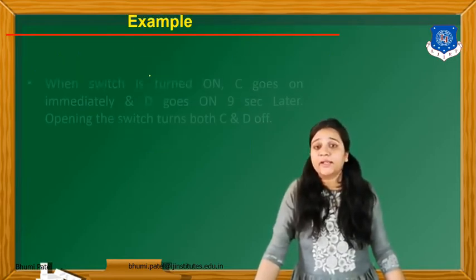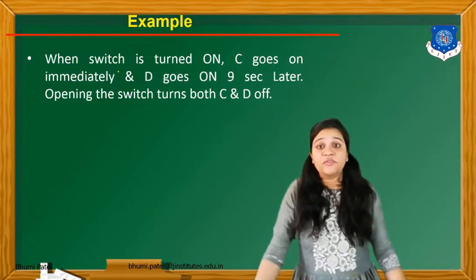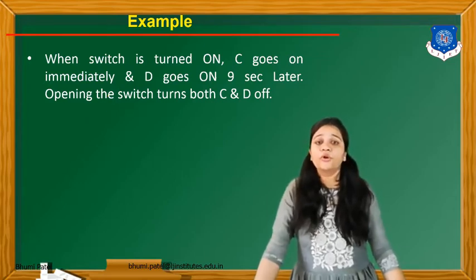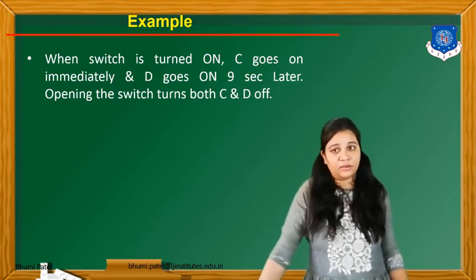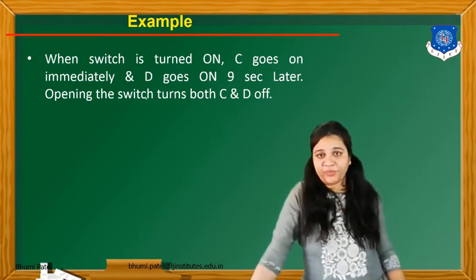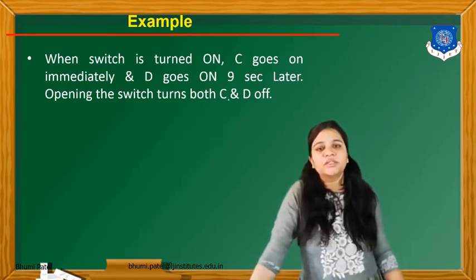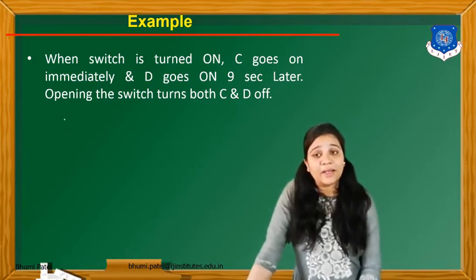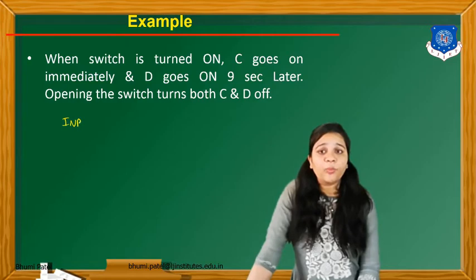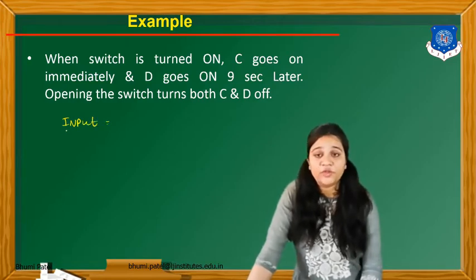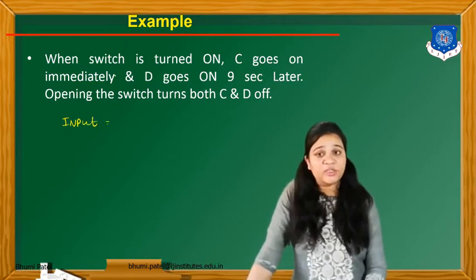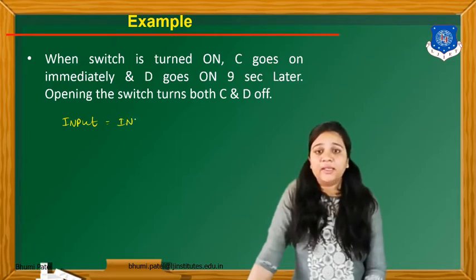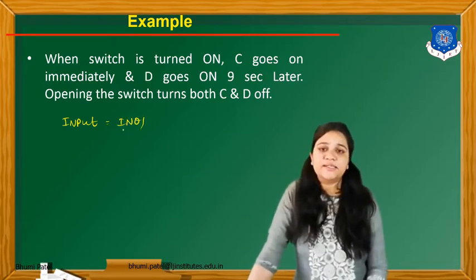Okay, now the next example: when the switch is turned on, C goes on immediately and D goes on 9 seconds later. Opening the switch turns both C and D off. First of all, we have to write down how many inputs and outputs this program has. When the switch is turned on, we can take one input switch, and the name of the input switch is, suppose, IN01.